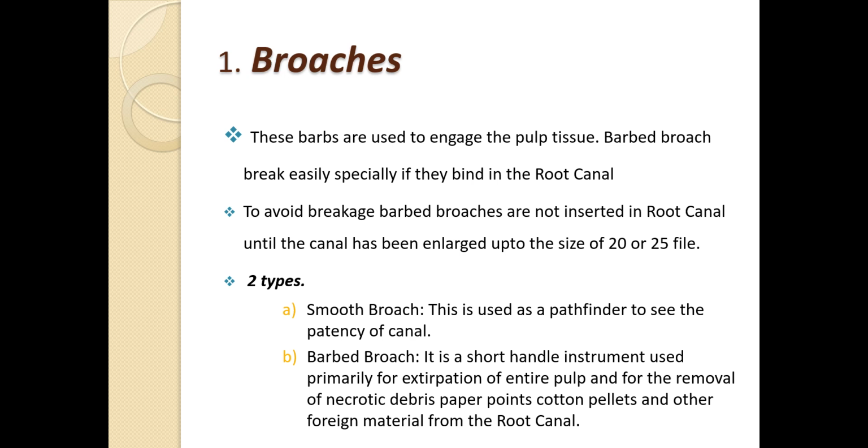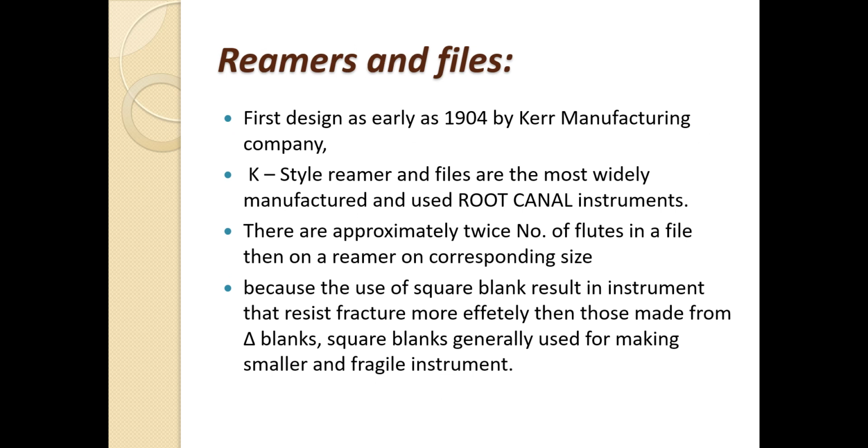There are 2 types of broaches, that is smooth and barbed broaches. Smooth is used as a pathfinder to see the patency of the canal, and the barbed broach is a short-handled instrument used primarily for extirpation of the entire pulp and for the removal of necrotic debris, paper points, cotton pellets and other foreign materials from the root canal.